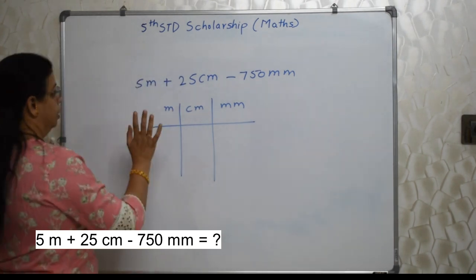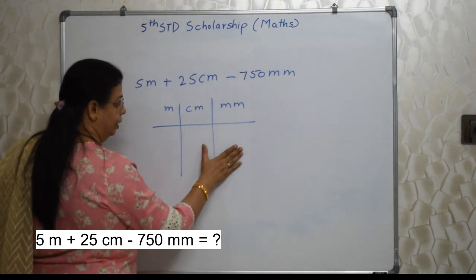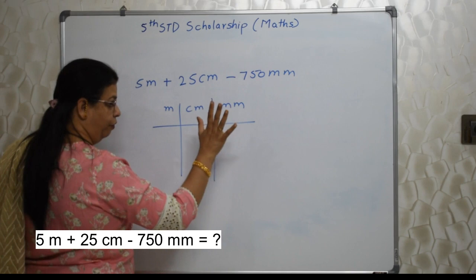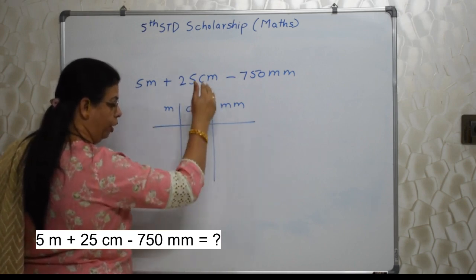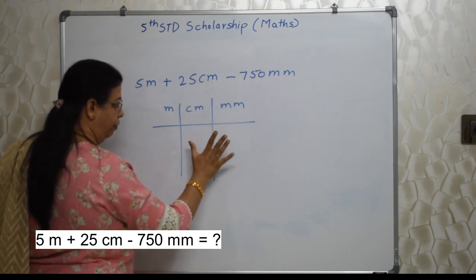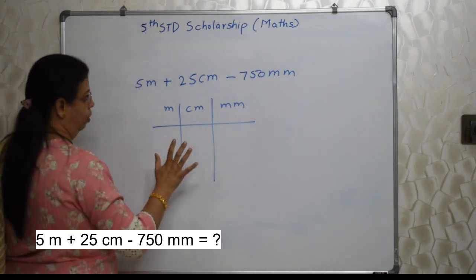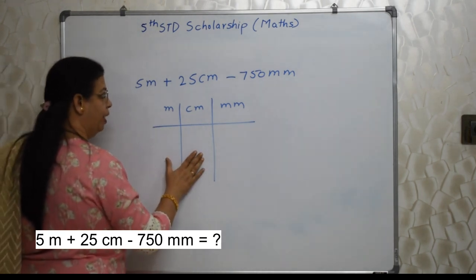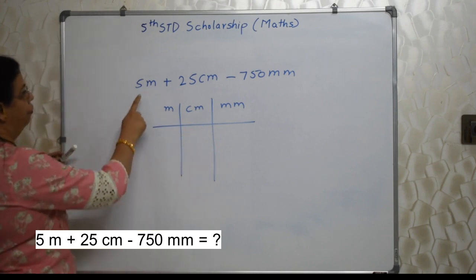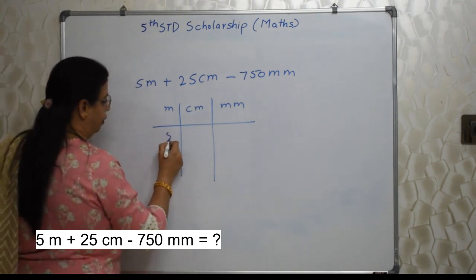Okay? See, I would suggest you write like this in rough. At the time of examination, you have no time to draw and all. Just do this thing in rough so that the probability of making a mistake will be very less. Okay? 5 meter. So, I am writing 5 here.